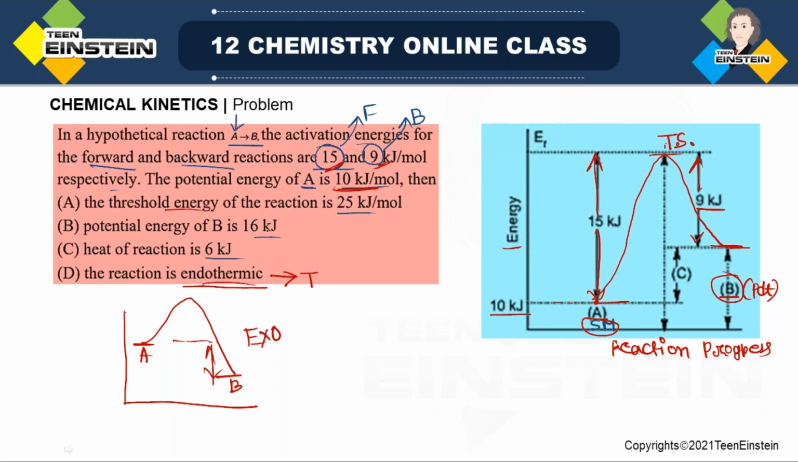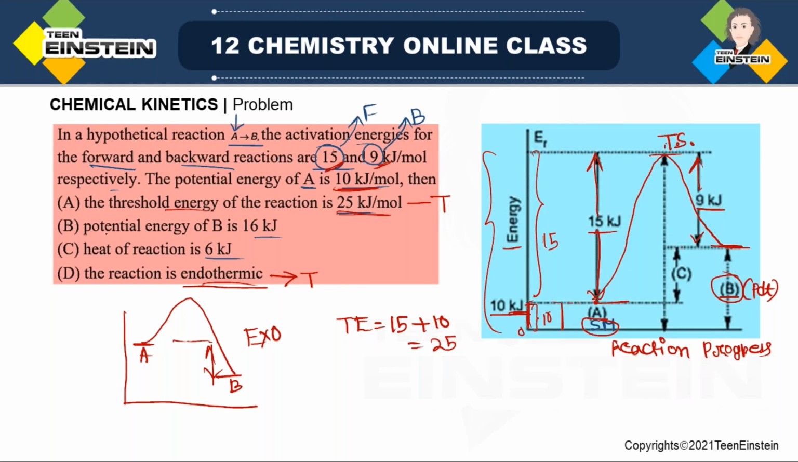Next we have to find out the threshold energy. Is it 25 kilojoule? Now what is threshold energy? That we have discussed in the last class. Threshold energy is basically activation energy plus potential energy. So here the activation energy for the forward reaction is 15, and this gap is 10, because it is 0 up to this distance, it is 10. So this difference we know is 15, and this difference is 10, and threshold energy is basically this total difference. That means threshold energy will be equal to 15 plus 10, that is 25 kilojoule. So this statement is also correct.